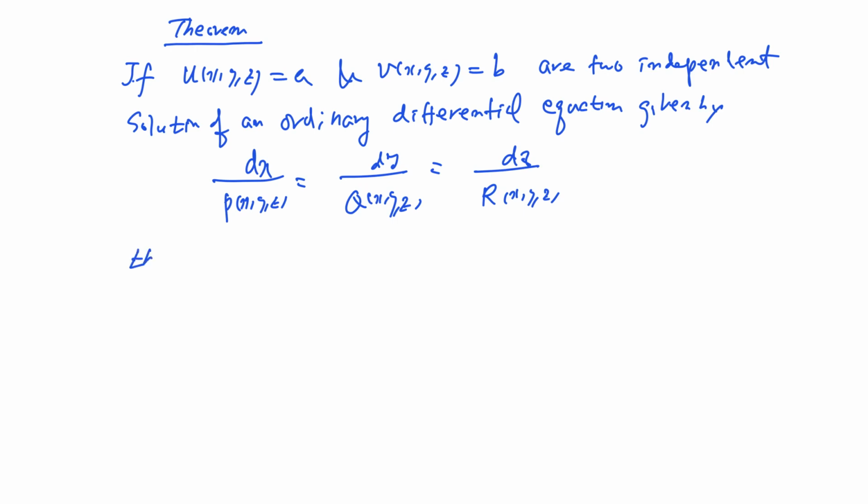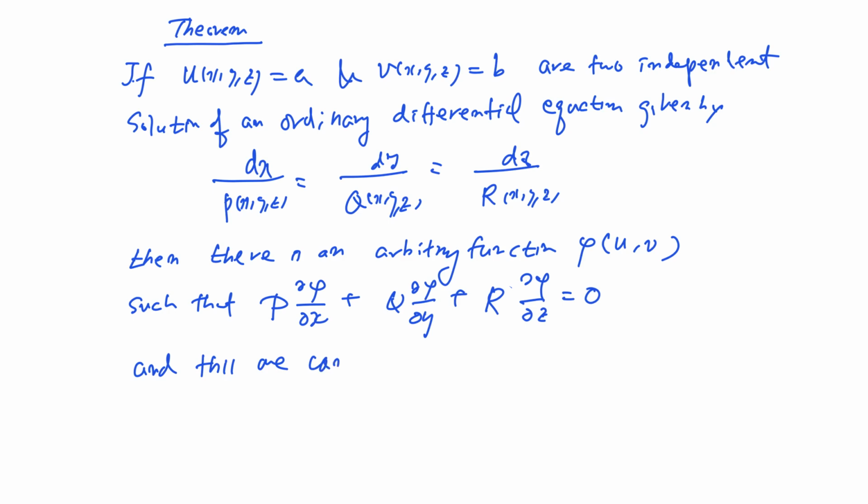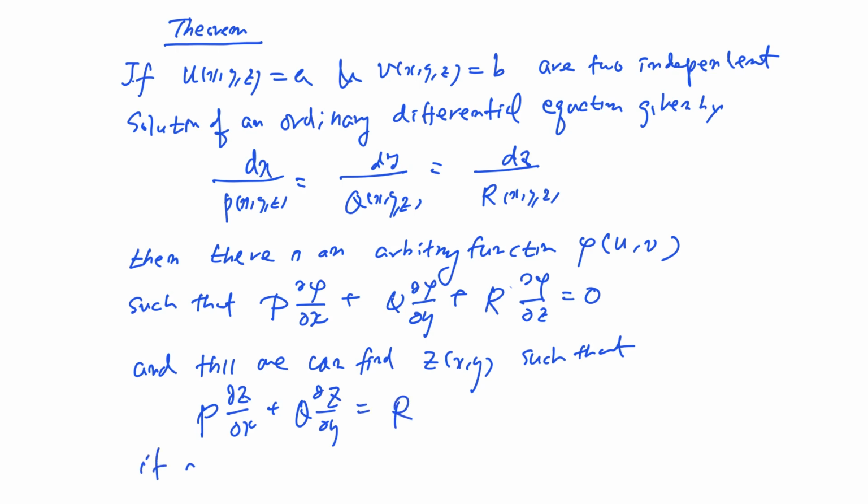Then there is an arbitrary function phi(u, v) such that P partial phi over partial x plus Q partial phi over partial y plus R partial phi over partial z equals 0, and from this we can find z(x, y) such that P partial z over partial x plus Q partial z over partial y is R if and only if partial phi over partial z is non-zero.